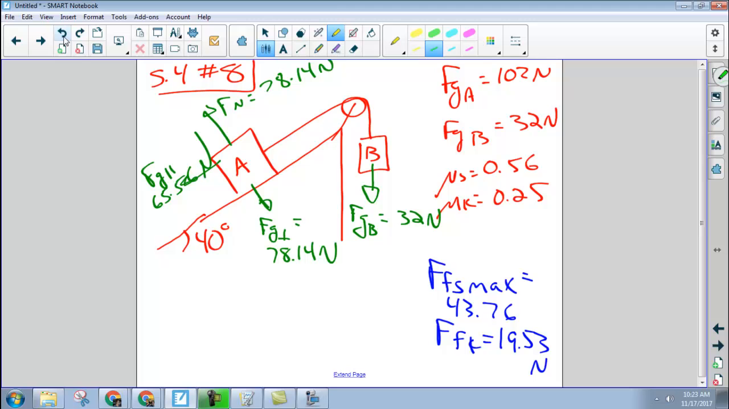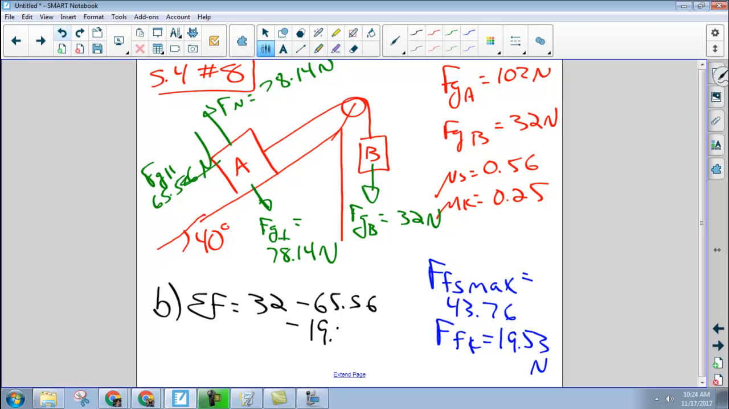Oh, really? Well, let's figure out what it gets. So for part B, let's see. Your net force then is going to be 32 minus 65.56 minus our kinetic friction of 19.53, right? So what's that give you? Maybe I switched up the sign. Well, let's see. 65.56 minus 19.53. So you get negative 53.1 newtons. I think I misread where it was going.